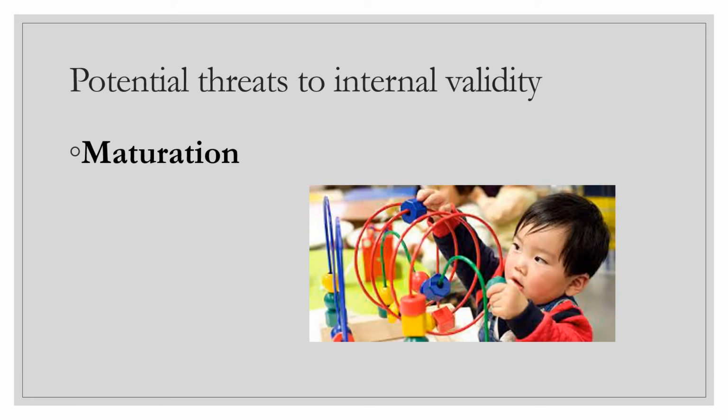The second threat can be maturation, which is a change in participants' characteristics or abilities, which might simply be the result of the passage of time. For example, you are trying to study the hand-eye coordination of children, which may make normal development gains with the passage of time as the child gets older. So you have to make sure that you control for this confounding variable.